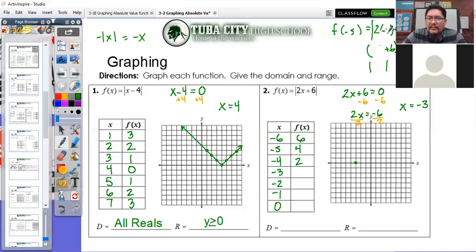Do the same thing here, put 3 in. 2 times -3 is -6. -6 plus 6 would be 0, which again, there's no absolute value of 0. It's just going to stay 0.